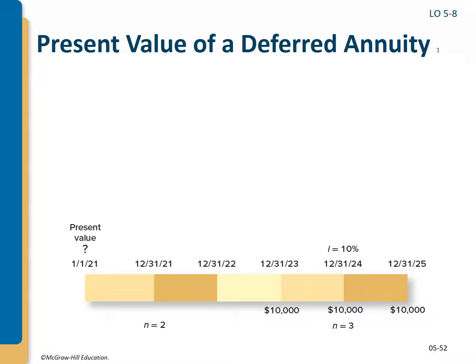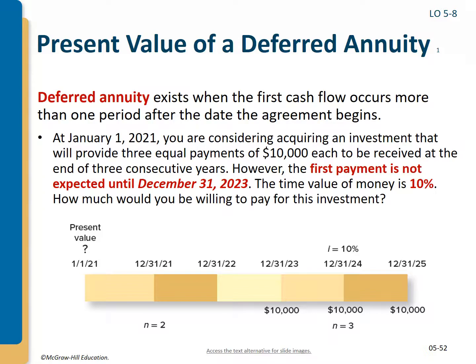Wow. So now let's take a look at some really funky stuff. You thought that was funky? We're going to kick it up a notch here. Present value of a deferred annuity. So let's take a look at this. This exists when the first cash flow occurs more than one period after the date the agreement begins.